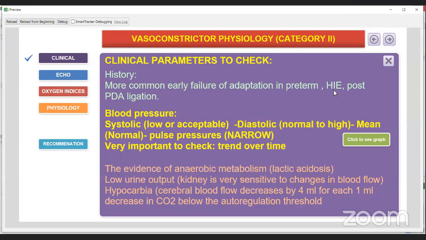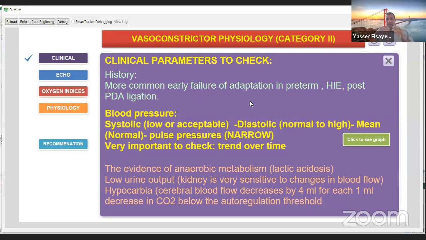And it might happen with HIE, hypoxic ischemic encephalopathy. It might happen with post-PDA ligation, or it might happen in a preterm infant early after birth due to failure of adaptation. So in this category, you have an infant with either normal or high resistance, and you have a condition where the heart cannot contract against that resistance. So you have the preterm infant just born after separation of the placenta, which is a vasodilator media, and the heart is not ready enough to compensate for the sudden increased resistance after birth. That's why we call it failure of adaptation.